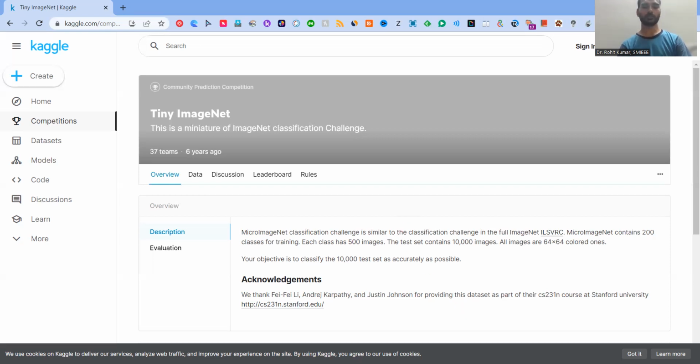Before delving further, let's start the video and look at how it is going to look. So hey there, my name is Rohit Kumar, and today we are going to focus on Tiny ImageNet, which is nothing but a miniature form of the ImageNet classification challenge. Ultimately, the ImageNet class dataset is a part of the ImageNet classification challenge.